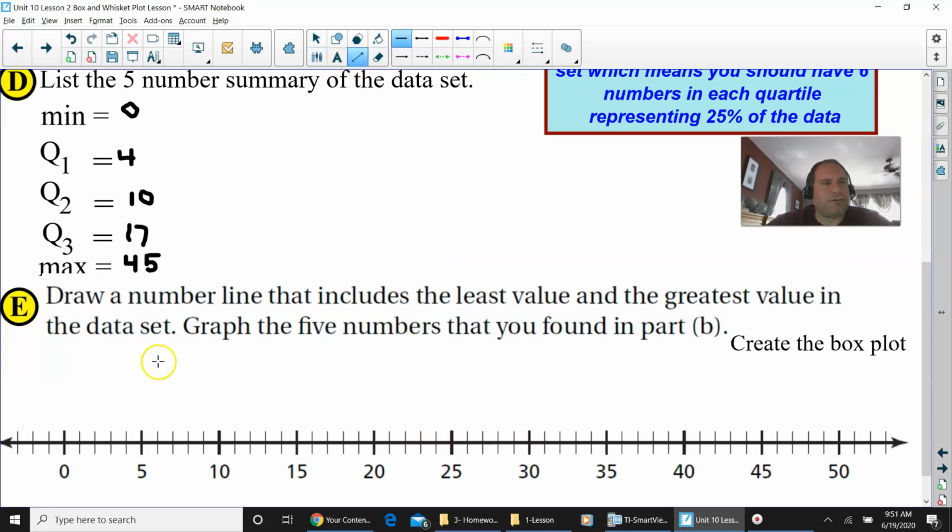So I am going to draw a line at the min, which is 0. I'm going to draw a line at 4, which is the quartile 1. I'm going to draw a line at quartile 2, which is 10, and that's the median of the whole data set. And I am going to draw a line at quartile 3, which is 17, and this is 17 right here. And I'm going to draw a line at 45, which is the max.